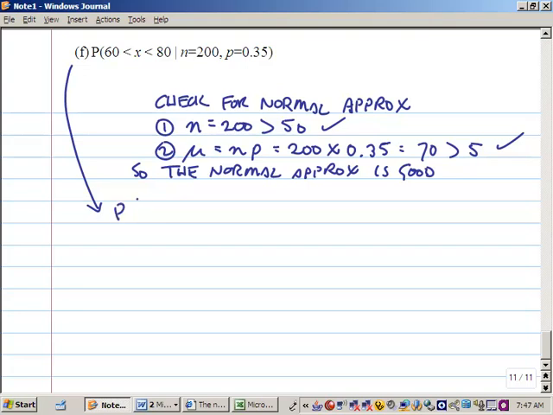First thing we do is to translate this to a binomial where we have equal signs. So this is between 61 inclusive and through 79, where n is 200 and p of 0.35. Since in the original statement 60 was not included and 80 was not included.